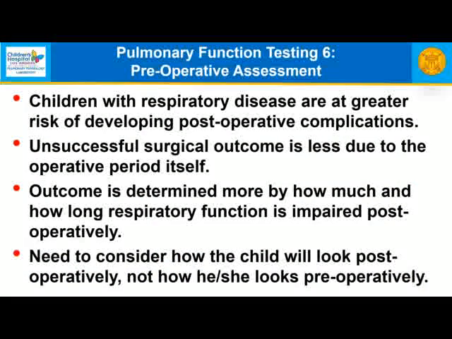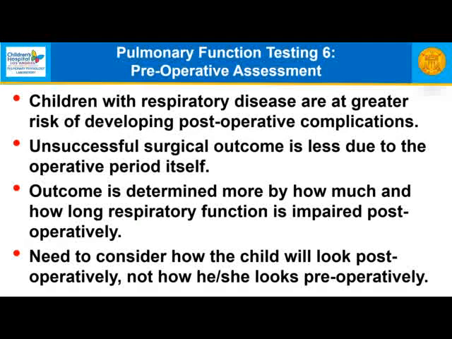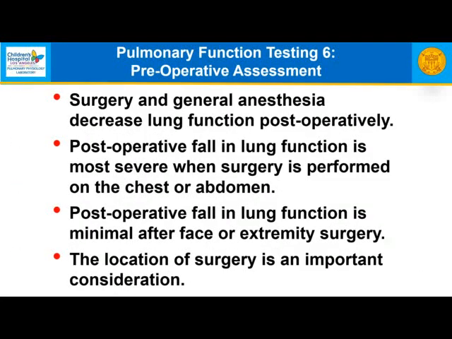Children with respiratory disease are at greater risk of developing postoperative complications. Unsuccessful surgical outcome is less due to the operative period itself. It's determined more by how much and how long respiratory function is impaired postoperatively. So you need to consider how the child will look postoperatively, not how he or she looks preoperatively. Surgery and general anesthesia decrease lung function postoperatively. The postoperative fall in lung function is most severe when surgery is performed in the chest or abdomen. Postoperative fall in lung function is minimal after face or extremity surgery. The location of surgery is important.